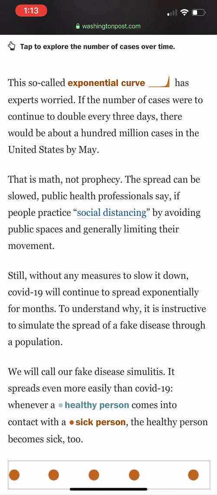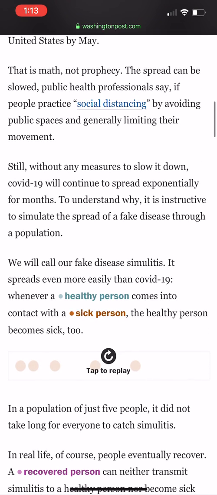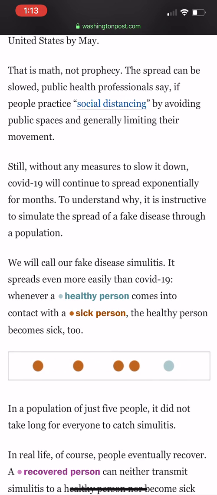Okay, so if you look at the bottom of the screen, anybody who is healthy is going to be indicated with a blue dot. Sick is going to be this marigold color dot. And then you'll see that a recovered person is going to be purple. That's down at the bottom of the screen. Okay, so right now the sick person is infecting all of these people. Everyone's sick, sick, sick, sick. Okay, that's with just 5 people.